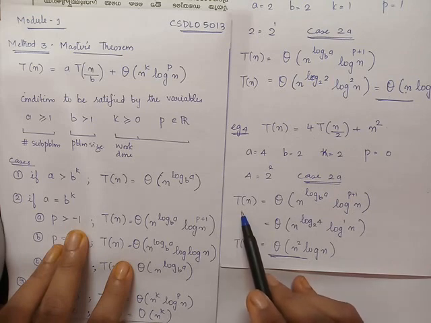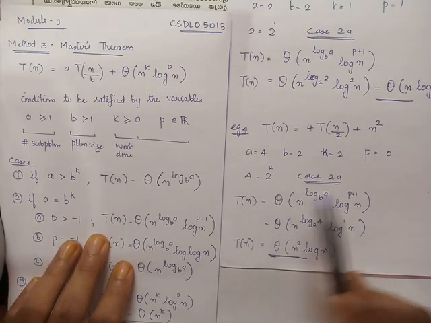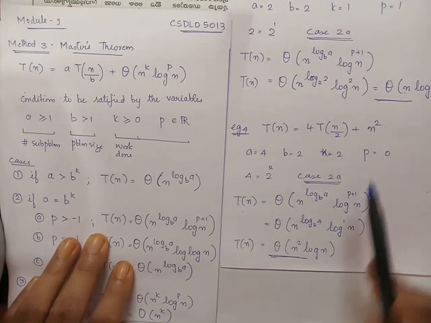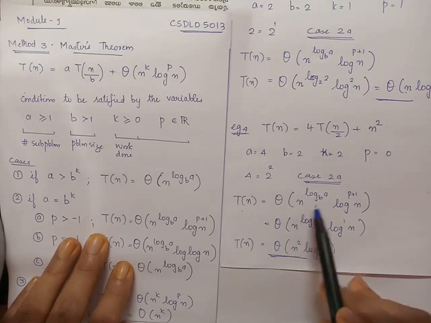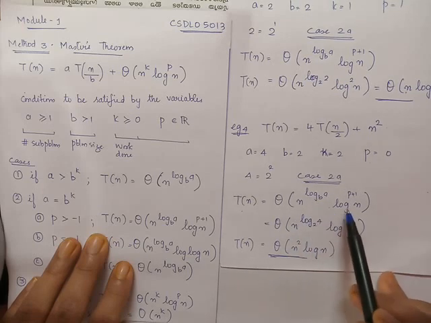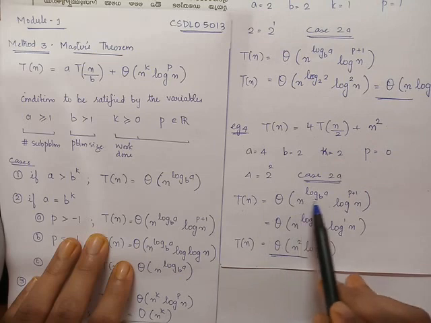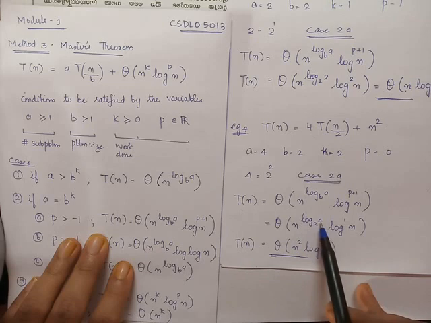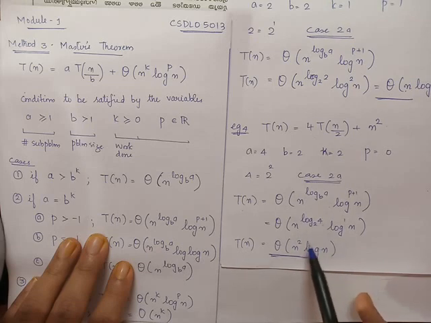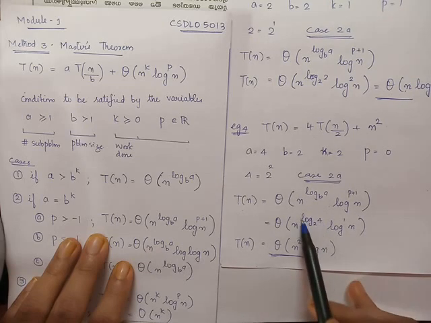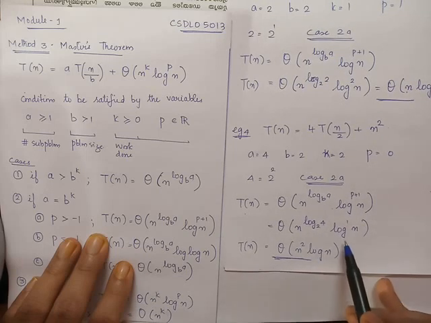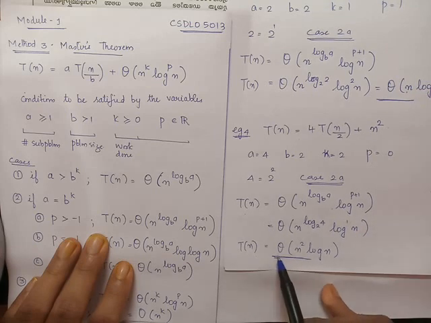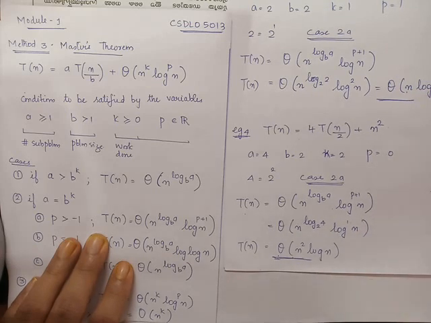Now what is T of n? According to case 2a, where a is equal to b raised to k and p is greater than minus 1, T of n is equal to theta of n raised to log a to the base b times log n raised to p plus 1. Substituting the values of a, b and p, we get theta of n raised to log 4 to the base 2, which is equal to 2, that is n square times log n raised to 1. That is T of n is equal to theta of n square log n.